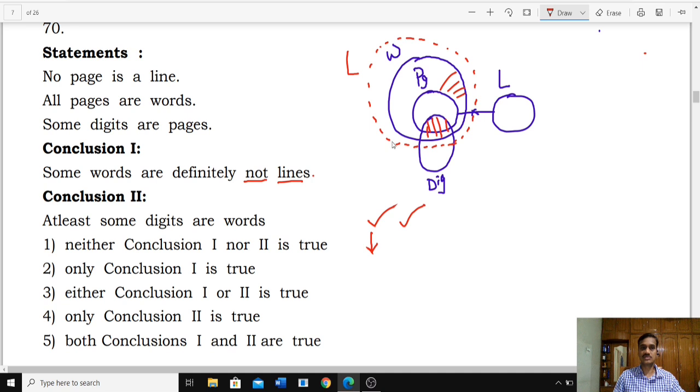If you draw all words are a part of lines, then no page is a line will become false, because all pages are lines will be true, isn't it? Hence the alternate diagram is not possible to draw. As it is not possible to draw, hence it is 100% true. Clear now? Hence both the conclusions are true, both 1 and 2. Question number 70, it is choice 5. Some words are not lines, all words are lines is not possible. Both are true, that is choice 5, question number 70.